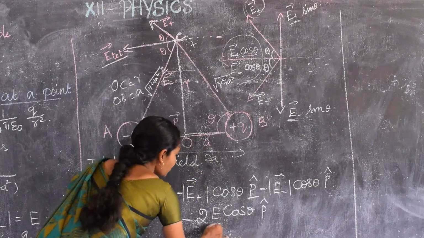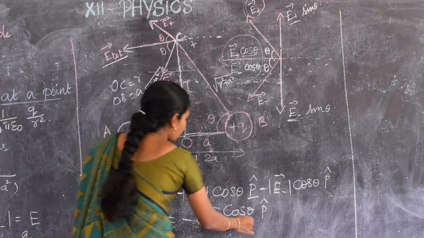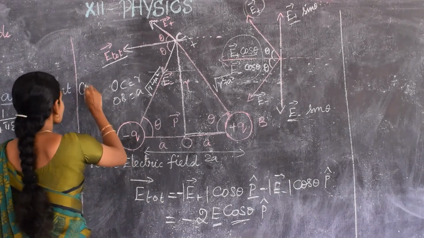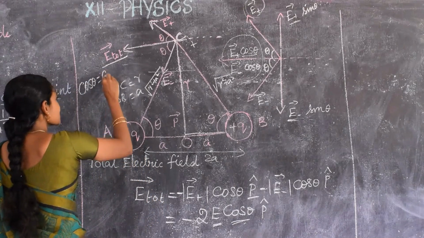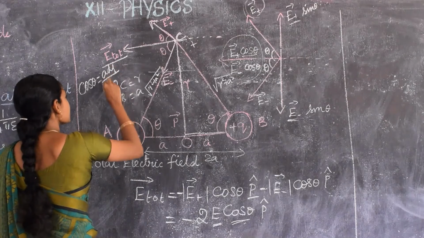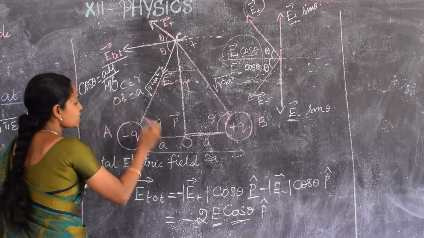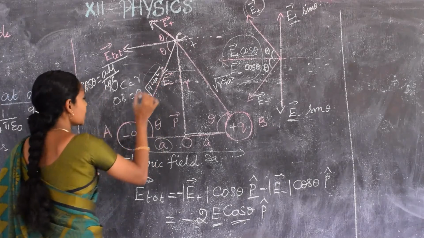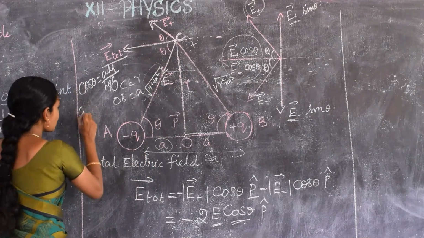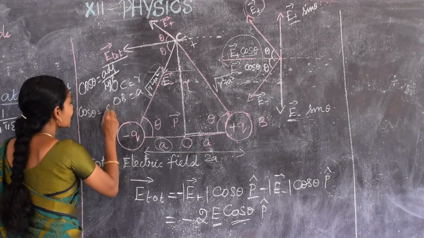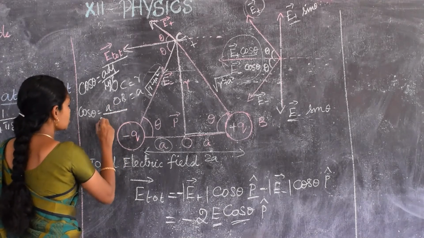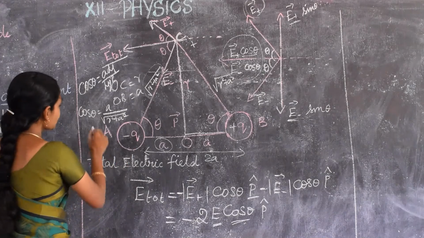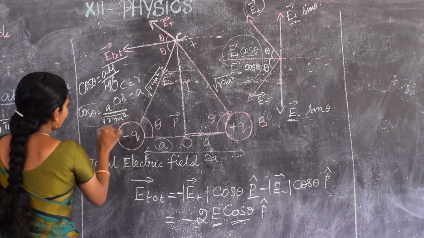We know the value of E. Okay, what is the value of cos theta? From this diagram, cos theta is equal to adjacent side by hypotenuse. What is the adjacent side? A. Hypotenuse is root over r square plus a square. So cos theta is equal to a divided by root over r square plus a square. Instead of cos theta, we write this value.